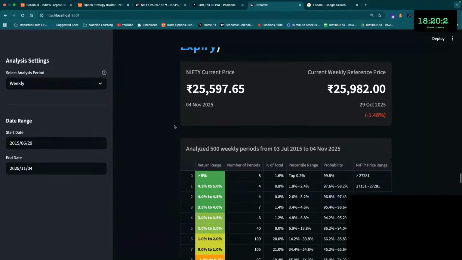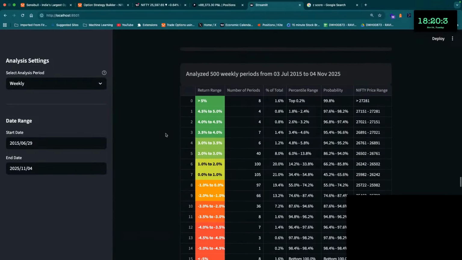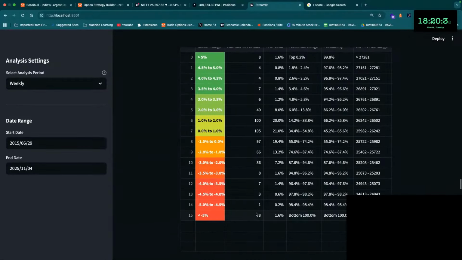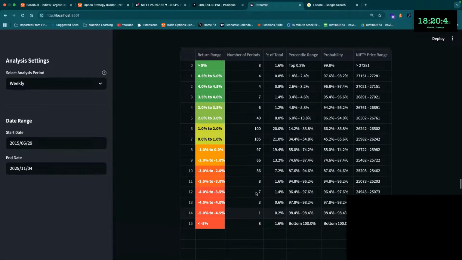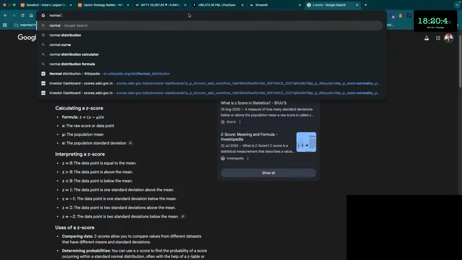All right, so we have 500 weeks. Out of 500 weeks, there are 8 weeks Nifty went above 5%, and at the bottom you can see there are 8 weeks Nifty went below 5%. This also you would suddenly see is a standard distribution or normal distribution. Let me also tell you what that means.